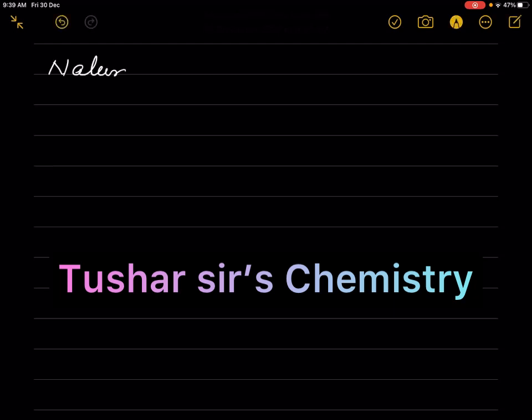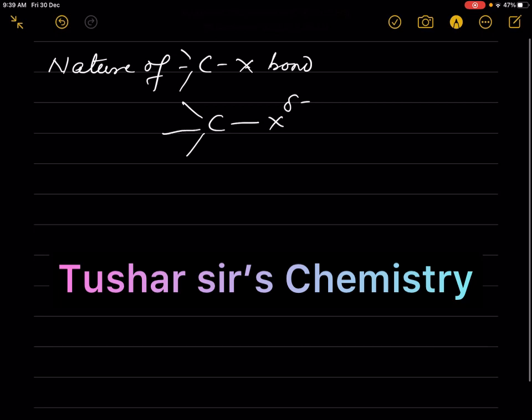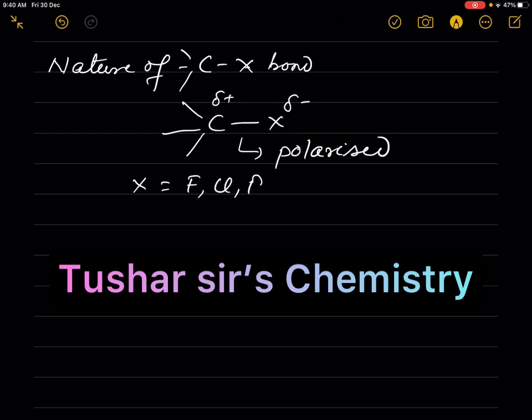Nature of the C-X bond. Here X is more electronegative, so it gains a partial negative charge. C is electropositive, or less electronegative, so it gains a partial positive charge. This bond is polarized. Here X is fluorine, chlorine, bromine, or iodine.